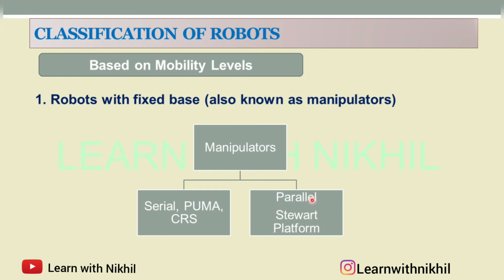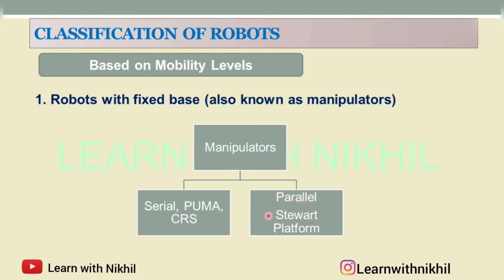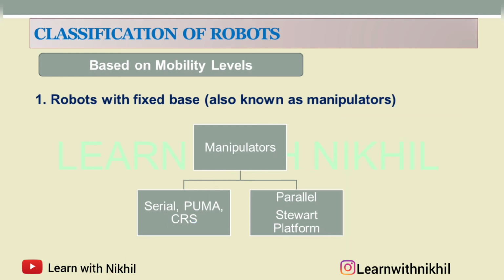platform. If you remember, in our previous lecture at the end, numerical problem 3, we saw a table type of thing, which was a Stewart platform. So it is a type of parallel manipulator, and the first sum was a type of serial manipulator. It was a straight line robot.